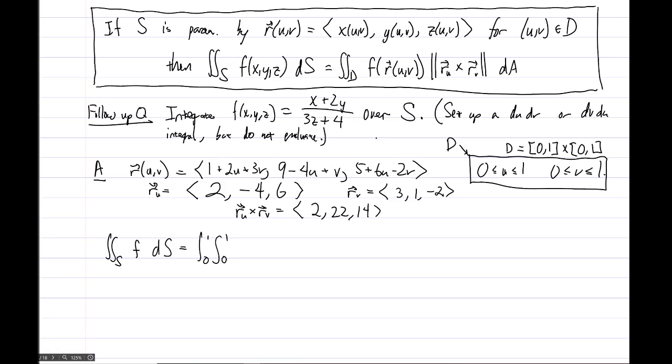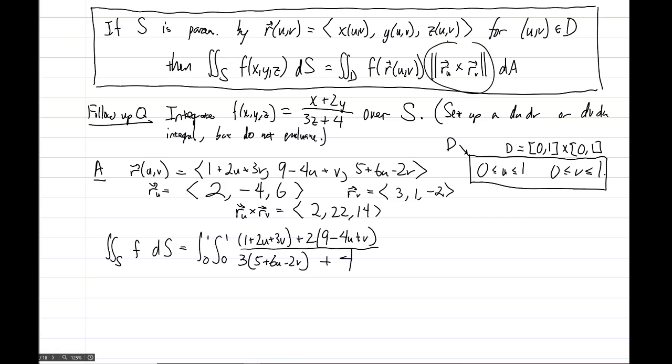So the fraction x plus 2y. x is going to get replaced with 1 plus 2u plus 3v, plus 2 times the quantity 9 minus 4u plus v. This is all over 3z plus 4, so 3, and then z gets replaced with the quantity 5 plus 6u minus 2v, then plus 4.